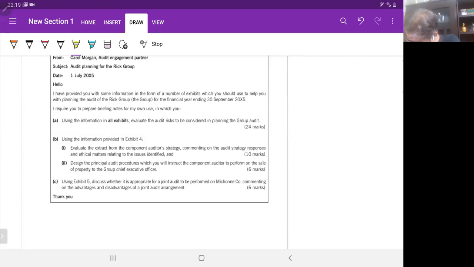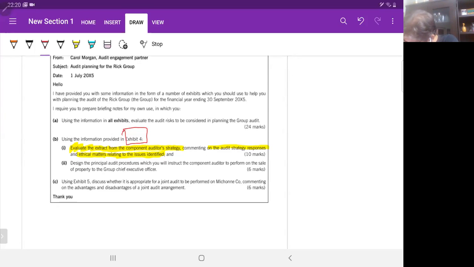is asking to evaluate the extract from the component auditor strategy, commenting on the audit strategy responses and ethical matters relating to the issues identified, right? The main thing to be noted is that for this part of the requirement, we can only use exhibit 4. We cannot look for the answer in exhibit 1, 2, or 3, but only exhibit 4.